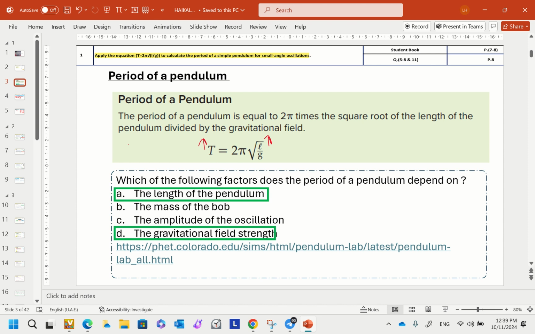And it also depends on the gravitational field of the planet. You can see that the relationship between T and g is an inverse relationship. That means if the gravitational field increases, the period of the pendulum decreases.